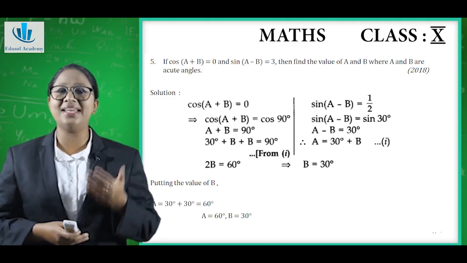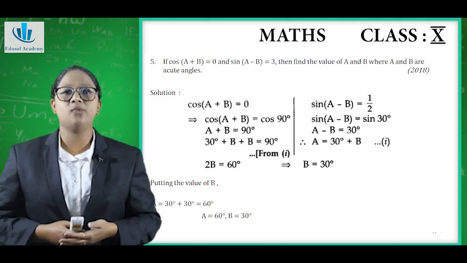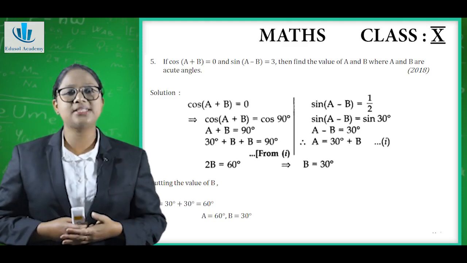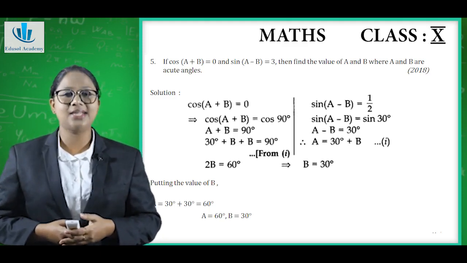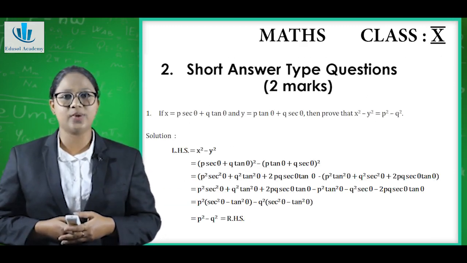So we have moved to linear equations in two variables. Solve them using any method and we will get angle B is equal to 30 degrees and angle A is equal to 60 degrees. Moving on to the next question.